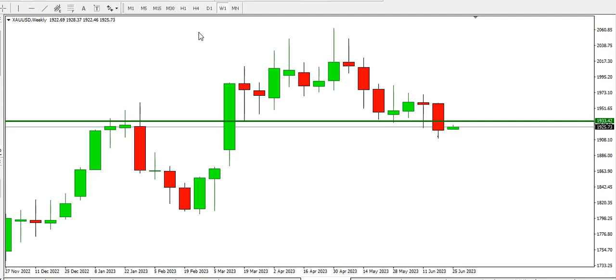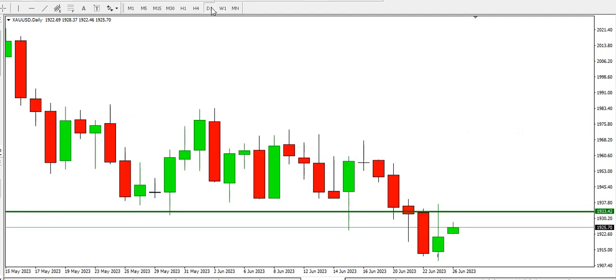But before then, what we are looking at on the weekly time frame is something like a retracement, possibly to the 1933 level before price drops. Okay, that's that for the weekly time frame.